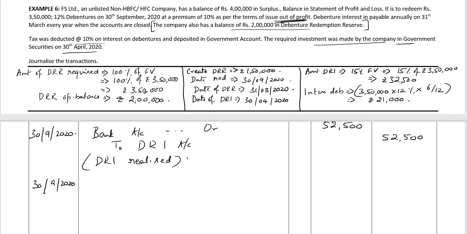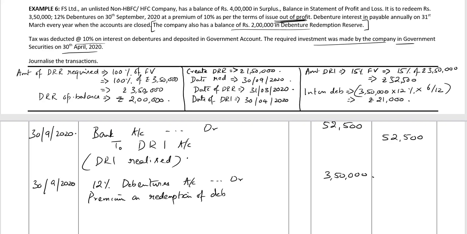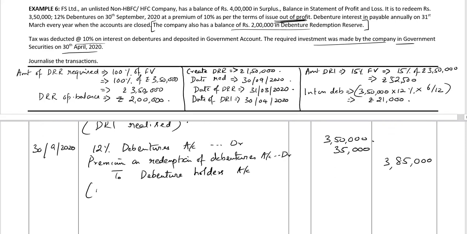On the same date, we'll make the amount due to the debenture holders. 12% debentures account debit 3,50,000 rupees, premium on redemption of debentures account debit 10%, which comes up to 35,000 rupees, to debenture holders account 3,85,000 rupees, amount due to debenture holders.